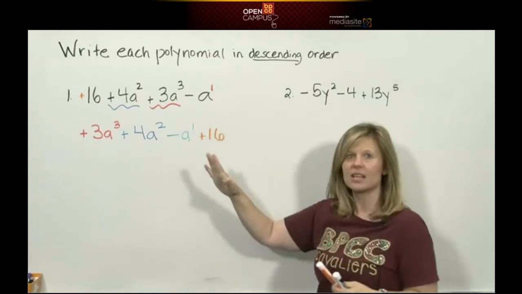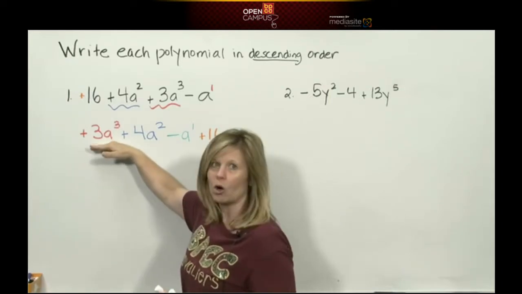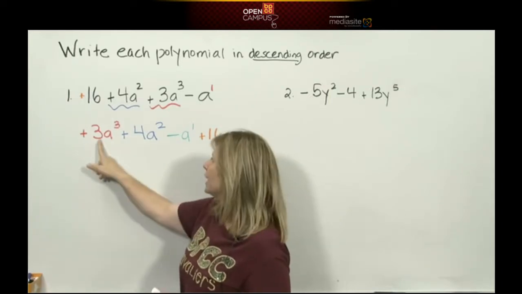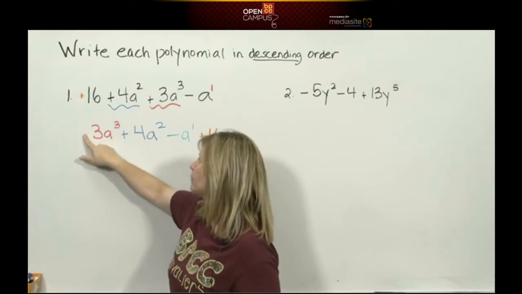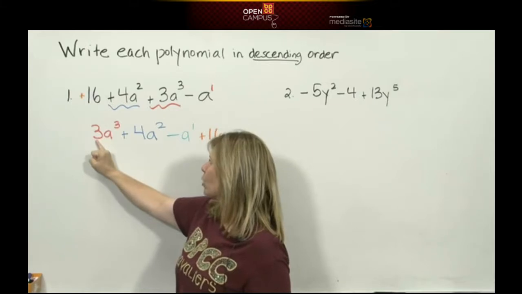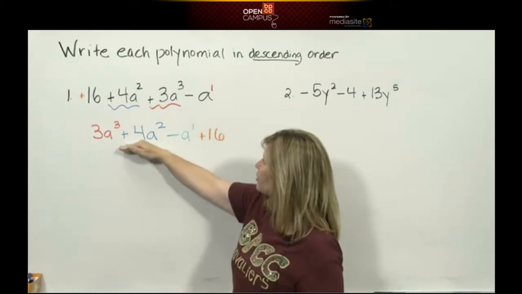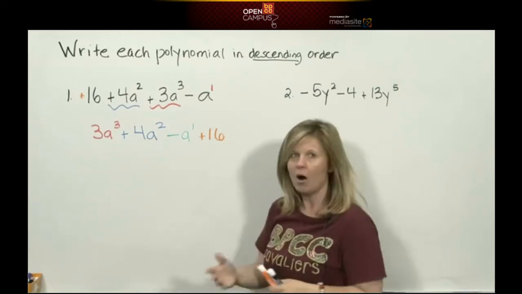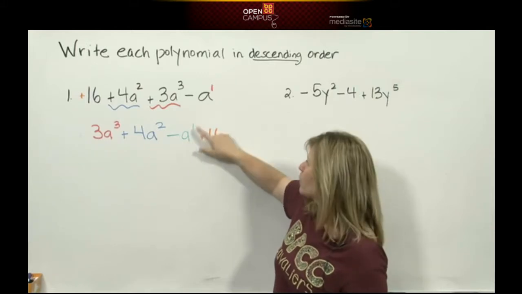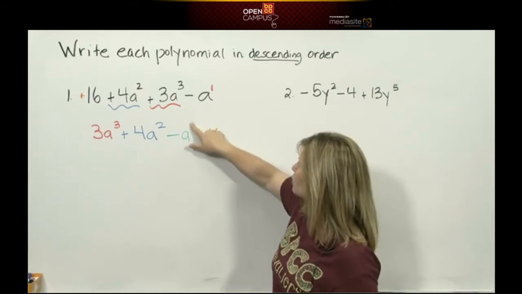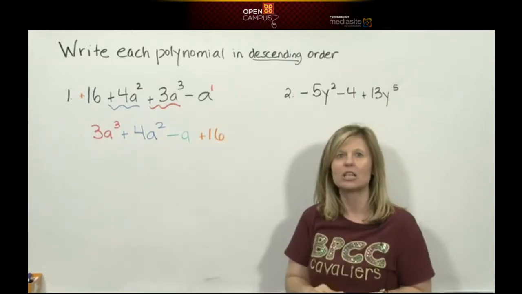Now, let's fix this expression up. First of all, when our leading term, our leading monomial, our leading coefficient is positive, we don't need the plus sign. We understand if we read 3a cubed, that 3 is positive. Everybody else, though, needs the sign that belongs with it. Also, in algebra, we don't write the exponent of 1. It's understood there. So we don't write negative a to the first. We just write negative a. Now these 4 terms are in the correct descending order.